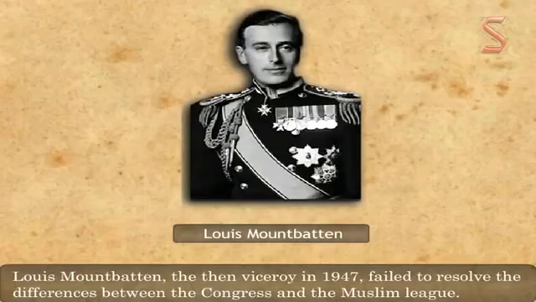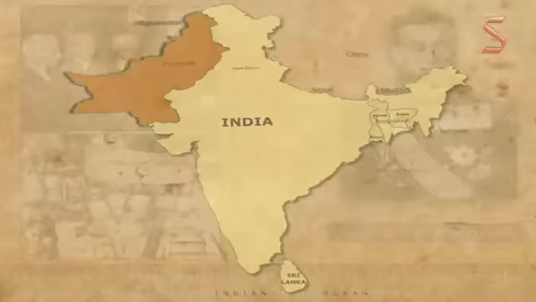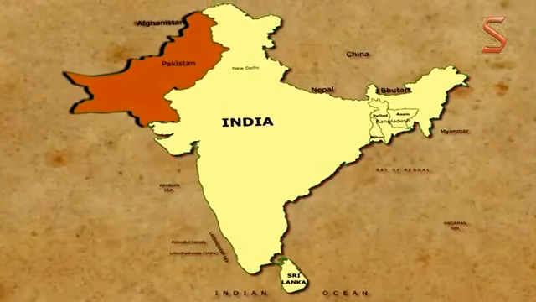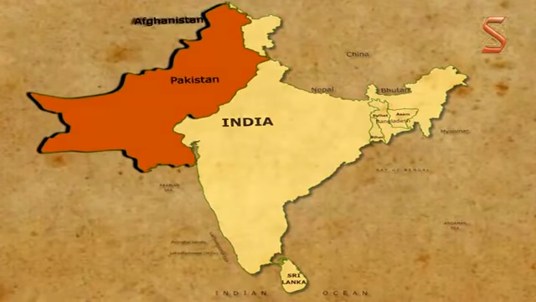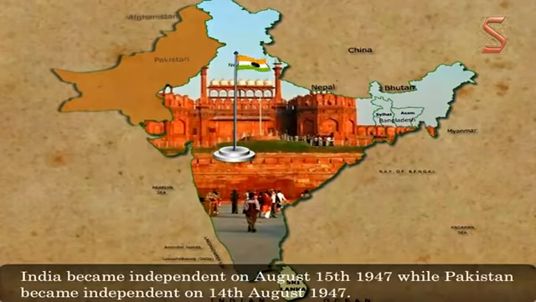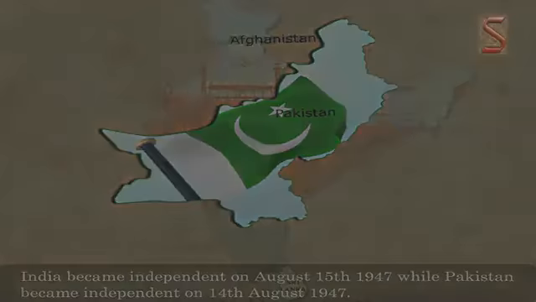Louis Mountbatten, the then Viceroy in 1947, failed to resolve the differences between the Congress and the Muslim League. Subsequently, it was agreed that India would be split into Hindu-dominated India and Muslim-controlled Pakistan. Thus, India became independent on August 15, 1947, while Pakistan became independent on 14th August 1947.